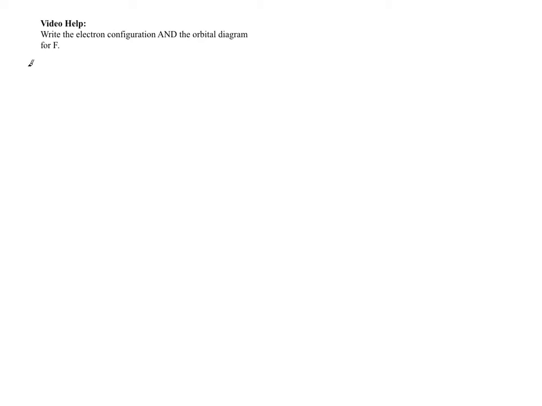So I'm going to start off, and I've got 1s2, because I include hydrogen and helium. Then 2s2, because I'm going to include lithium and beryllium, so 2s2. And then I jump over to the P section, and I've got 2p5. So really not that bad. I've got a total of 9 electrons there, which I should have had.